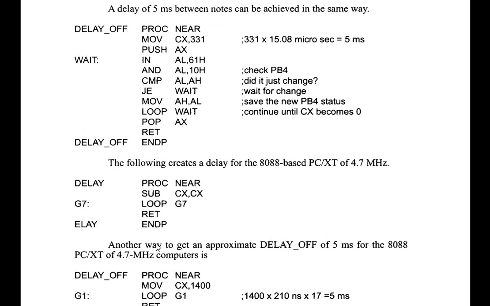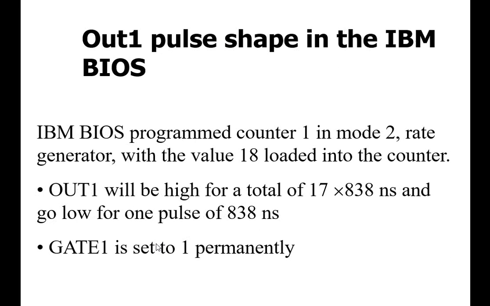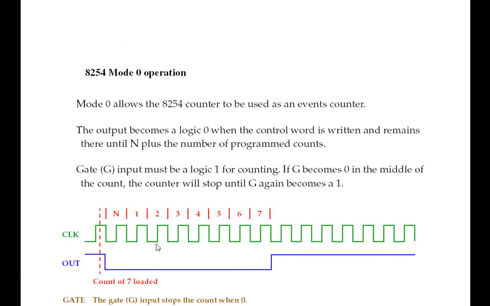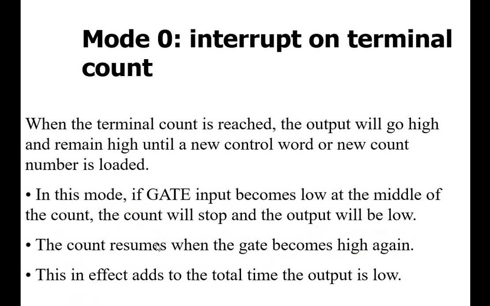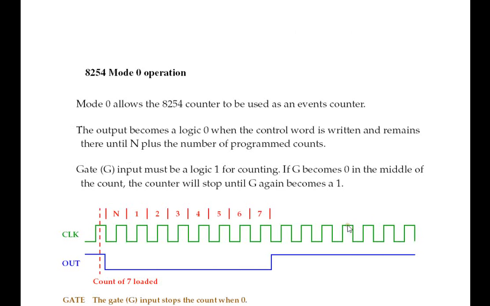Now we are moving to the modes. Here is mode 0, which is interrupt on terminal count. Here are some descriptions. In this mode, if the gate input becomes low in the middle of counting, then the counter will be stopped and the output will be low. This is the diagram for mode 0 operation.